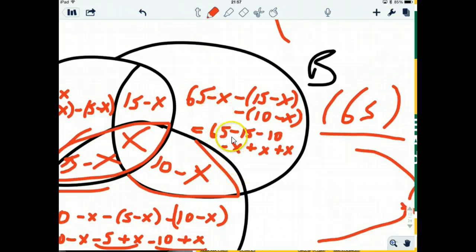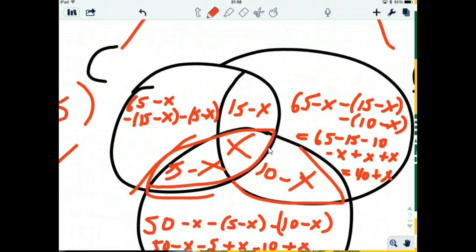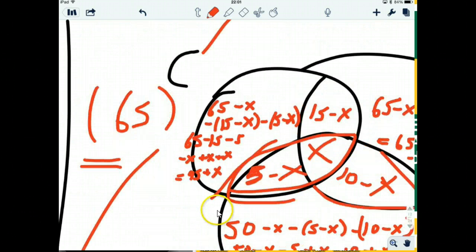So this simplifies to 65 minus 15 minus 10 minus x plus x plus x, and that's the same as 40 plus x. Let's go to the last part here. 65 minus 15 minus 5 minus x plus x plus x, which simplifies to 65 minus 15 minus 5 is 45, minus x plus 2x is plus x.